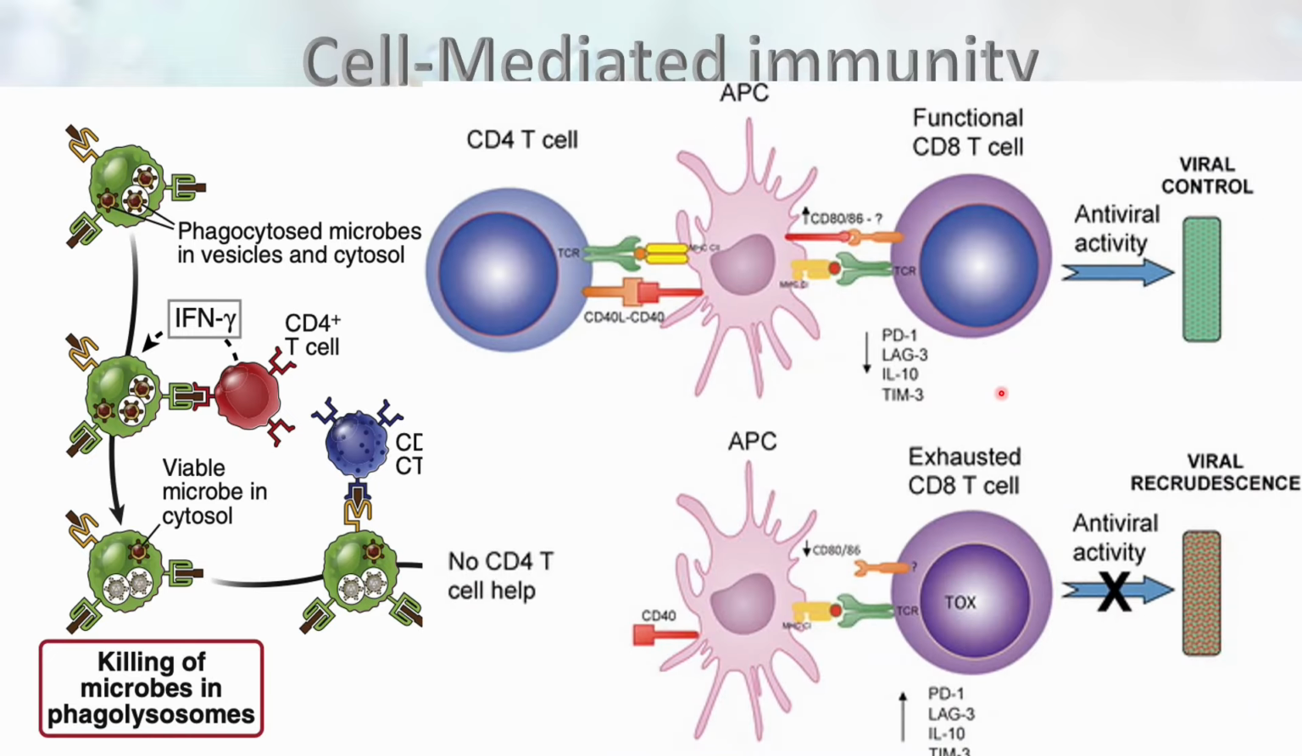Here's a picture that shows you how the CD8 T cell would be with and without a CD4 T cell. With a CD4 T cell, the entire process takes place and the CD8 becomes functional. But without the CD4 T cell, as you can see, there is no second signal for the CD8 T cell. I'm going to talk to you about this now. And so the CD8 T cell is exhausted and is unable to have antiviral activity.